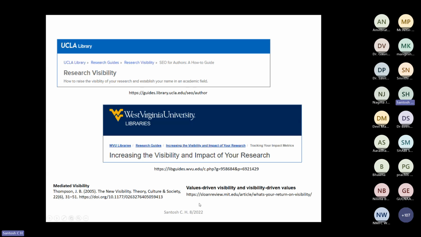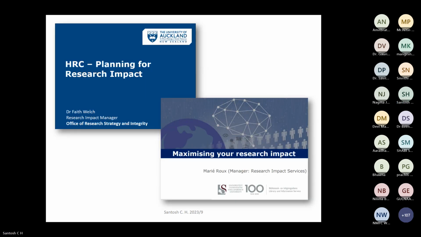Another article I request you to please read is published on MIT's website: values driven visibility and visibility driven values. This is very, very interesting. What I wanted to highlight from this slide is that we need to understand how the education institutes of very eminent universities are giving importance to research visibility and research communication.